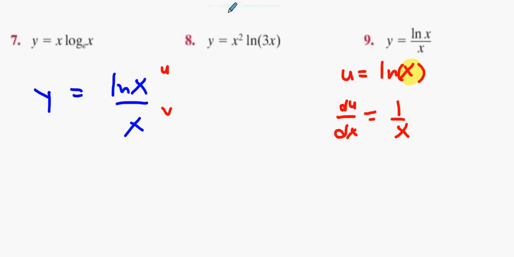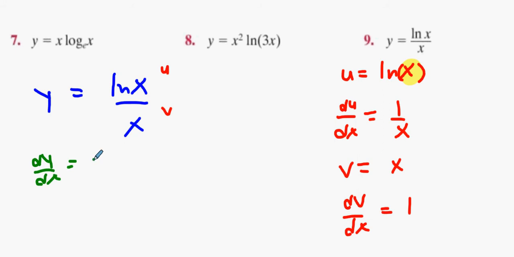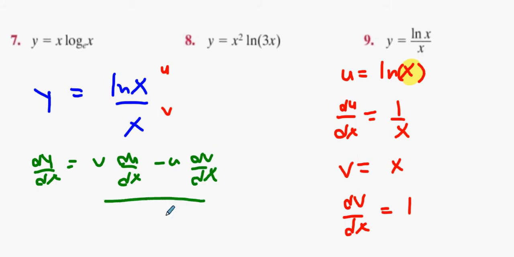Alright, what about v, lads? v is x. So what's dv/dx? 1. Alright, then we take out the quotient rule: v times du/dx minus u times dv/dx, all over v squared. And what do we get here?